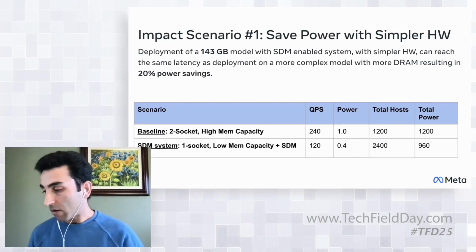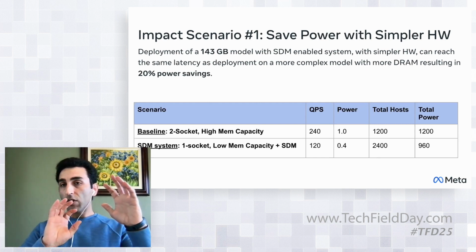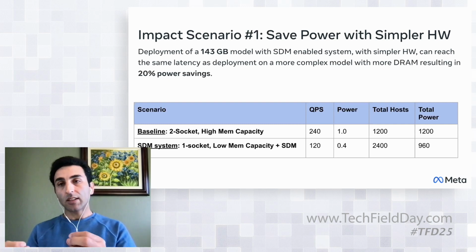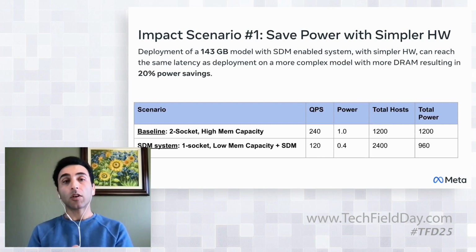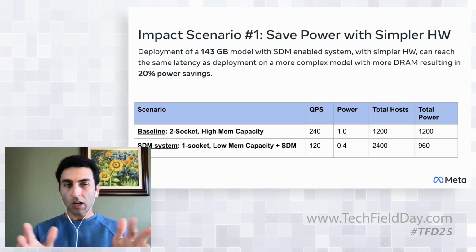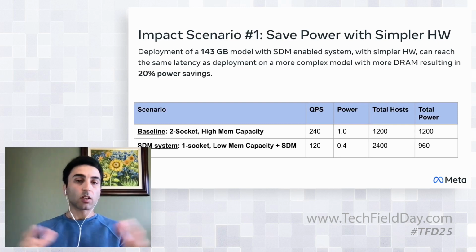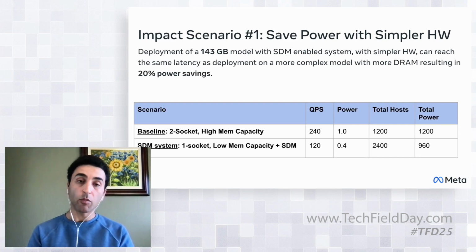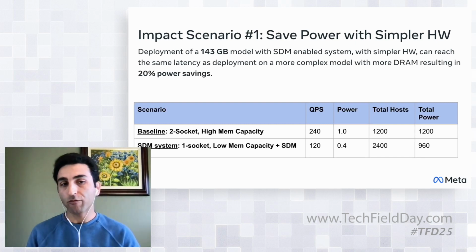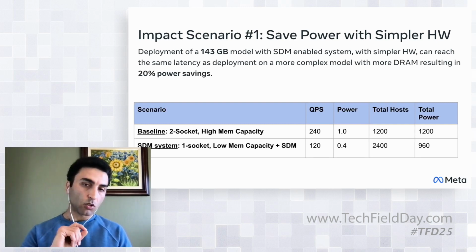A couple of scenarios that we have worked on show improvement in the power. First scenario, essentially we are taking one of these production recommendation models, and we show that we can deploy or serve these models with simpler hardware and save power. The model is a production model, about 143 gigabytes, and we typically serve such a model with a dual socket system, mainly because the dual socket system comes with a high memory capacity. And we do need this high memory capacity so we can actually load the model. So the capacity is more than 143 gigabytes, which is the model size. The baseline runs this model at about 240 queries per second.